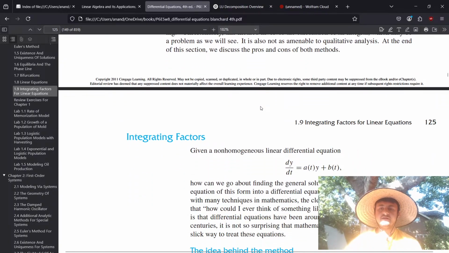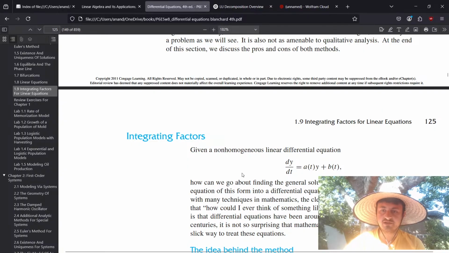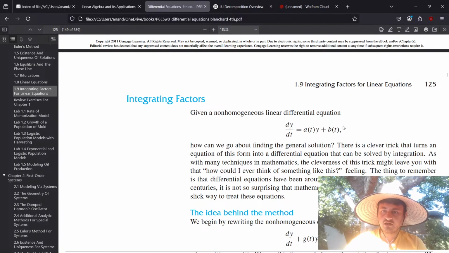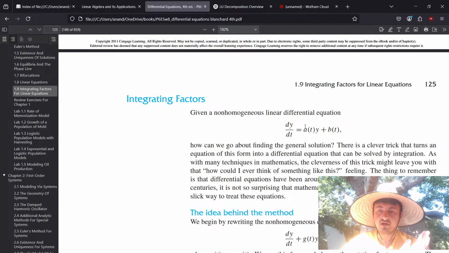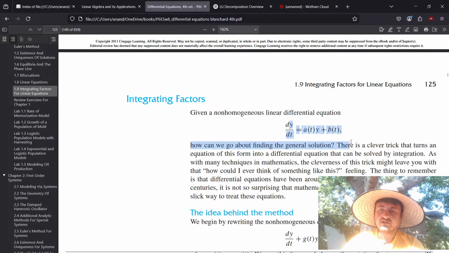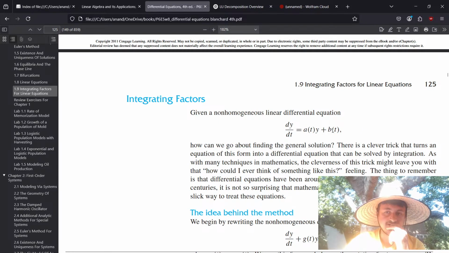So remember that a linear differential equation that's non-homogeneous is of this form: y prime equals a of t times y plus b of t. This should look exactly like y equals mx plus b, or from linear algebra, ax equal to b for the fixed points, rather, or ax plus b. And again, the terminology is the same.